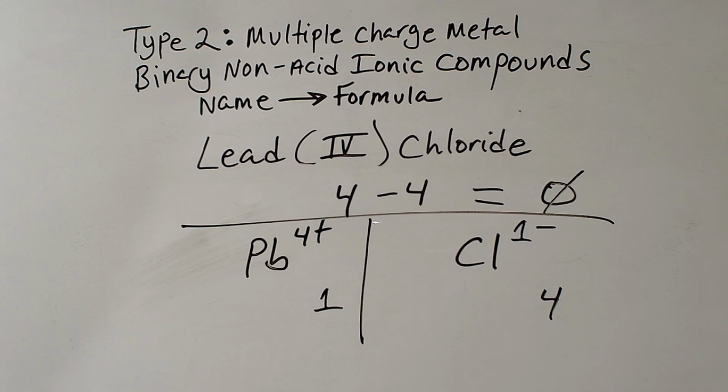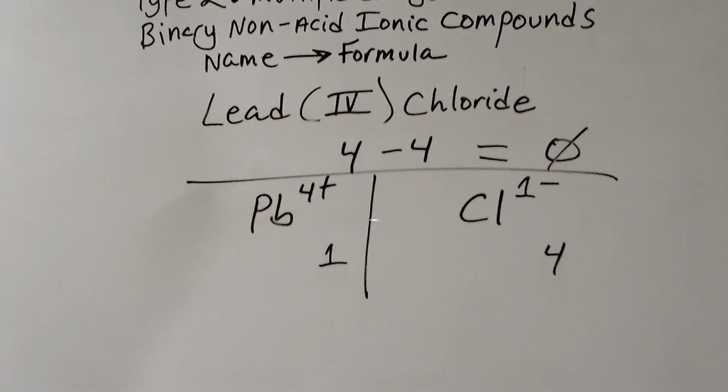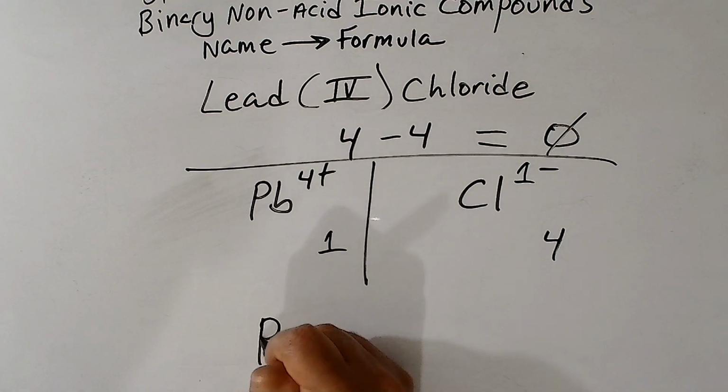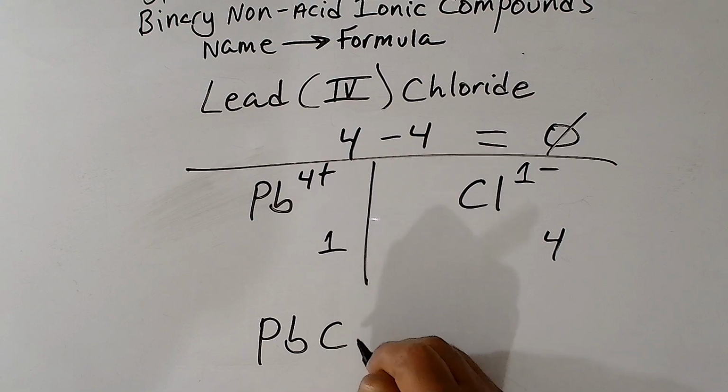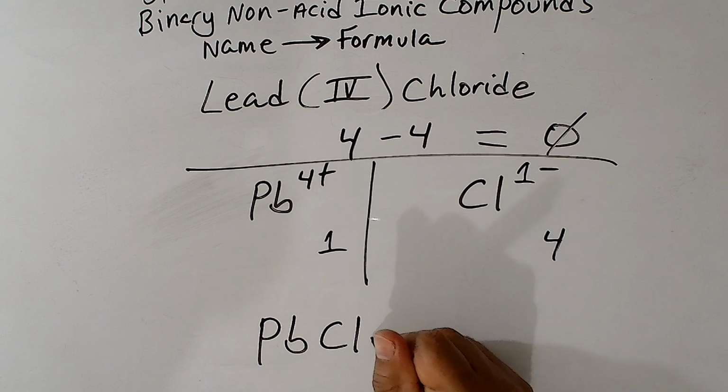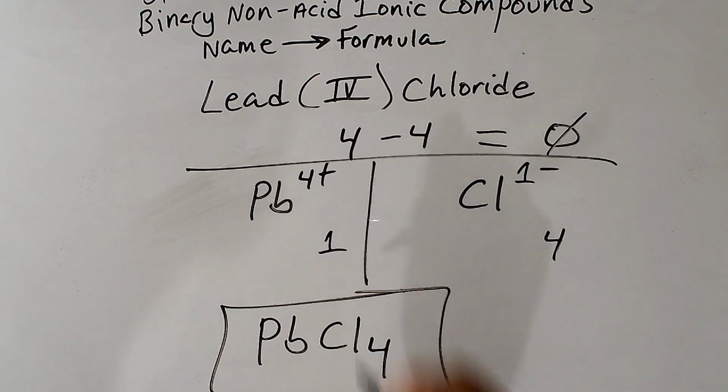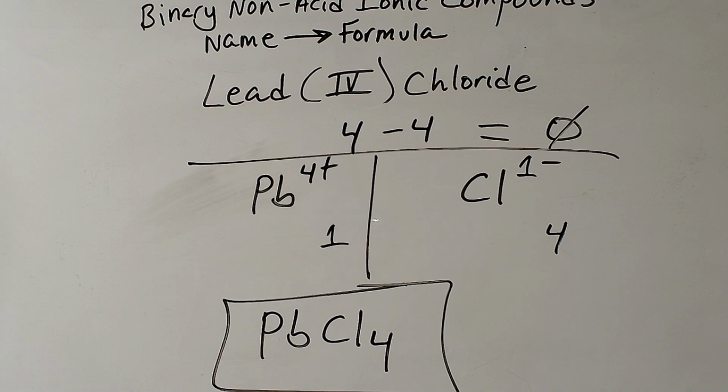Step 4, to be able to obtain the formula, we need to remove all the charges and keep only subscripts of 2 or higher. I'm going to bring this over here, and I'm going to keep that. That is going to be my final chemical formula.